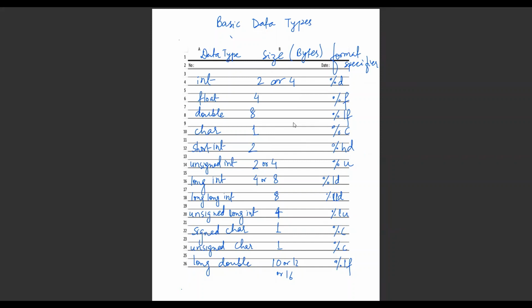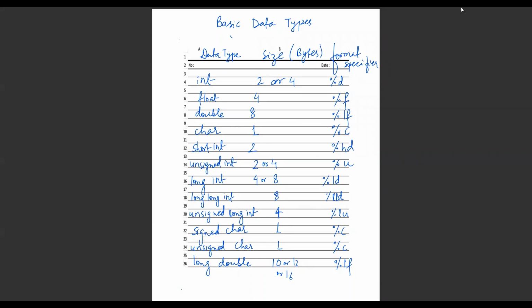Hi, today I'm going to continue with the basic data types we were seeing in the last video. We had seen some basic data types like integer, float, double, char. Now we see what size they can store. An integer can store 2 or 4 bytes. Generally, it is 4 bytes, and floats can store 4 bytes.